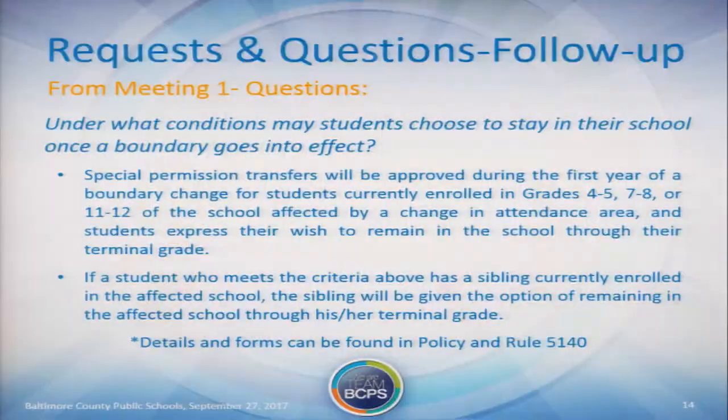Under what conditions may a student choose to stay at their boundary school if this comes into effect? This is all by policy in Rule 5140. You have a copy of that rule in your handouts tonight. Special permission transfers will be approved during the first year of a boundary change for students currently enrolled in fourth to fifth grade, so their terminal grade years.